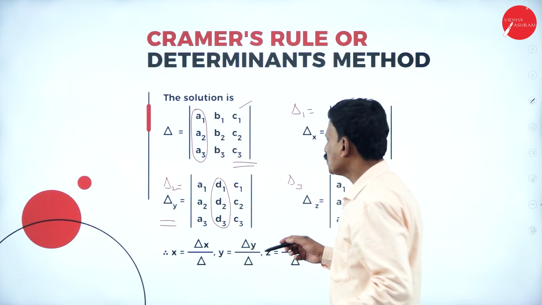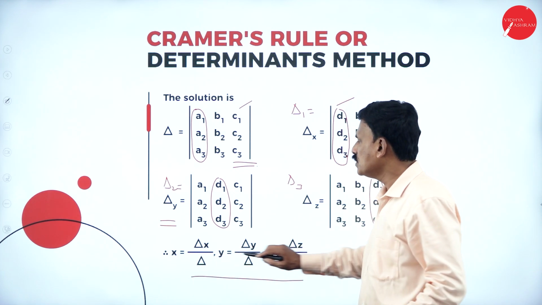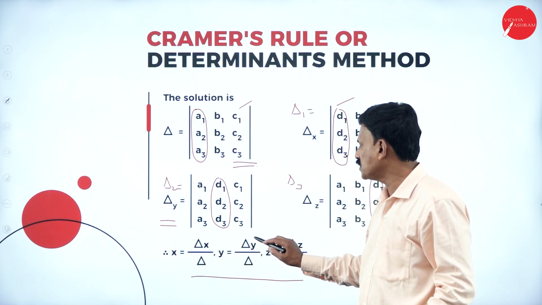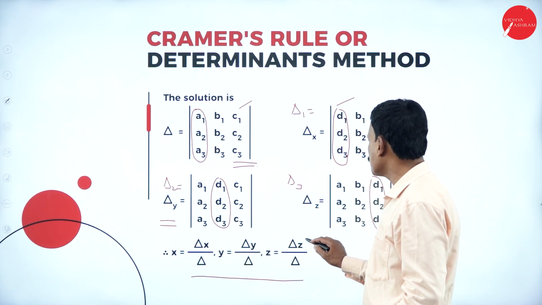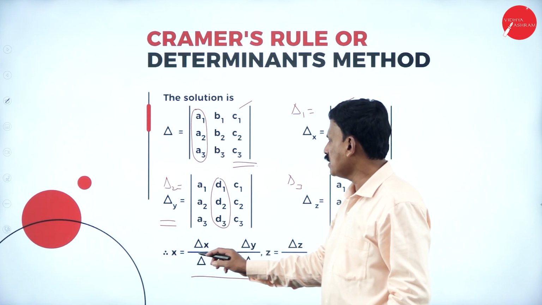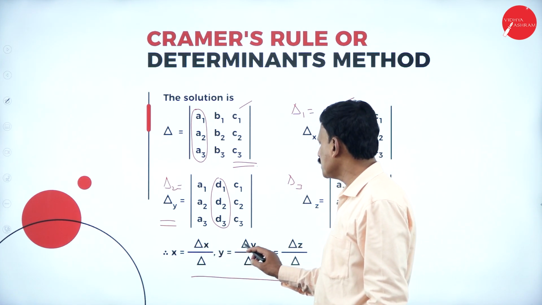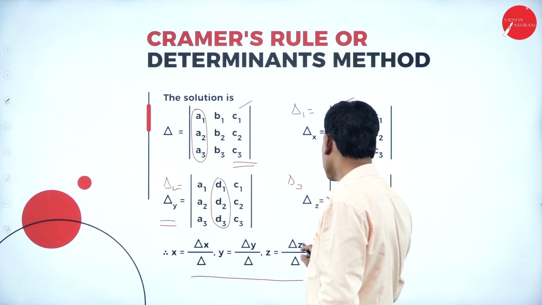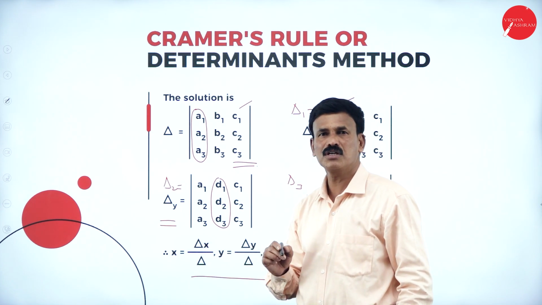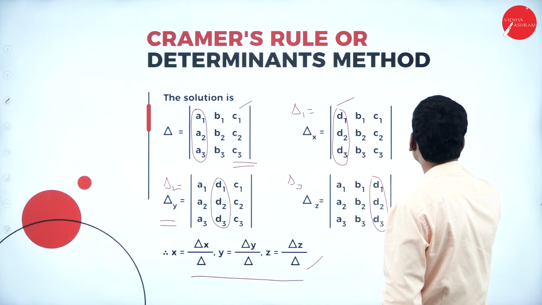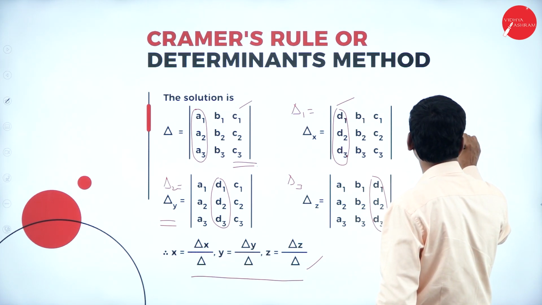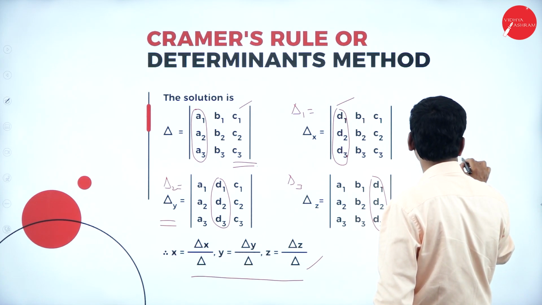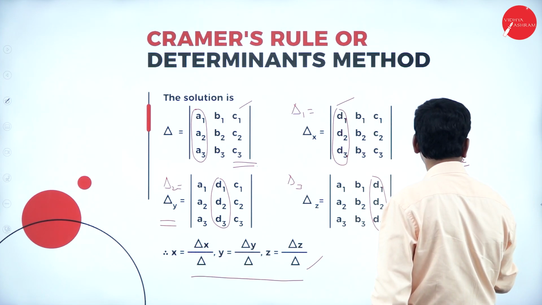Therefore the value of x is equal to delta x by delta, delta y by delta will give the value of y, and z is equal to delta z by delta. Suppose we represent them as delta 1, delta 2, delta 3, then x is equal to delta 1 divided by delta, y is equal to delta 2 divided by delta, and z is equal to delta 3 divided by delta.